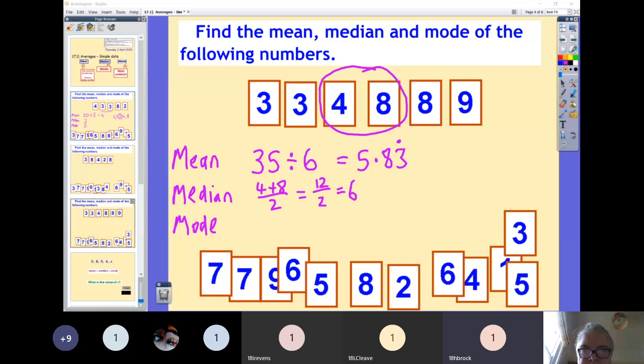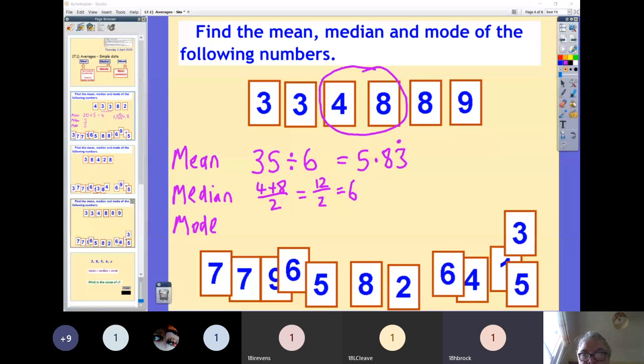Because we've got the 6 numbers here, we've got 2 numbers in the middle, and you then have to work out the mean average of those 2, or halfway between the 2. So mathematically, we've just done 4 add 8, which is 12, and we've halved it to get 6. But I expect lots of you can just see that 6 is halfway between 4 and 8.